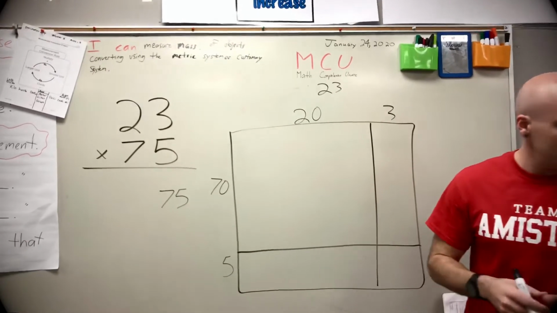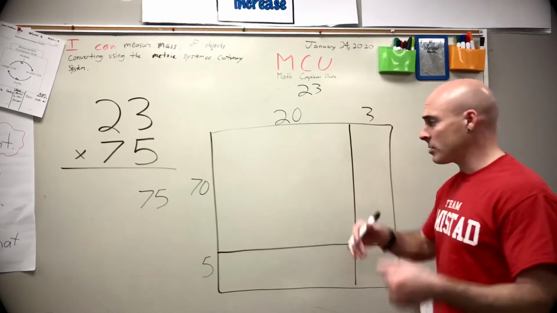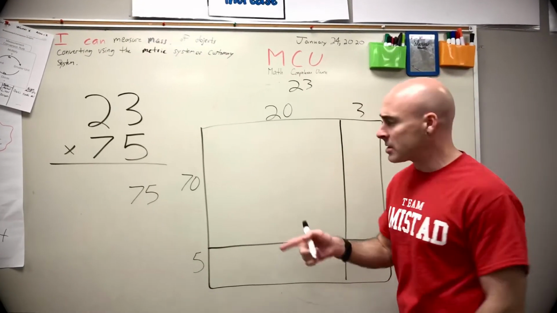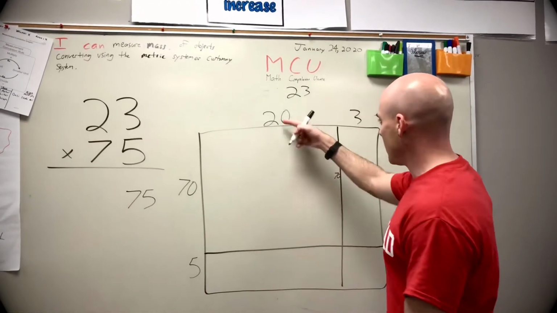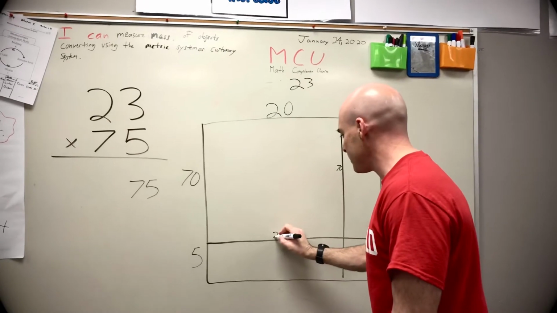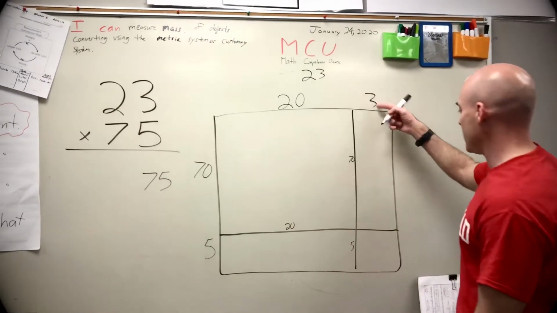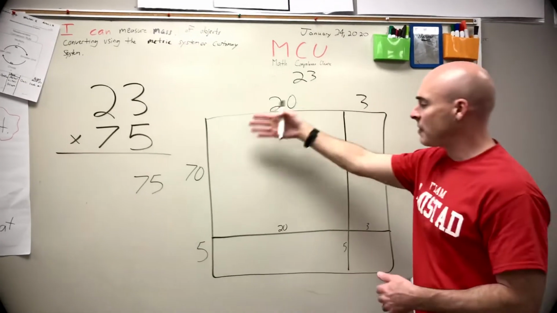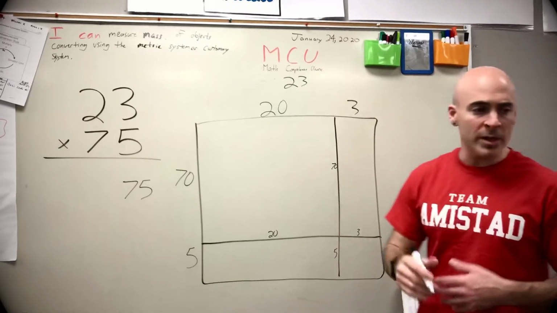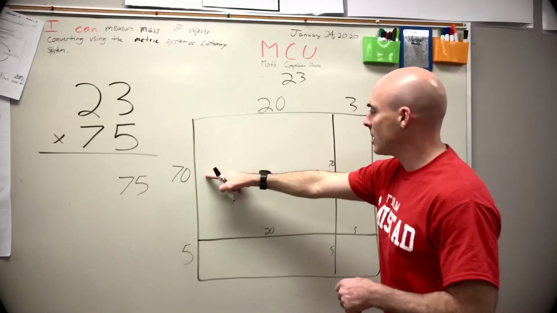Now what I'm going to do is treat this using my relationship that I understand about squares and rectangles. I know that opposite sides are the same length. So if this is 70, then this is certainly 70. If this is 20, then this is 20. If this is 5, then this is 5. If this is 3, this is 3. Now I'm doing that specifically because I'm going to find the area of each one of these squares or rectangles. Okay? All right, so then I take this length times width.